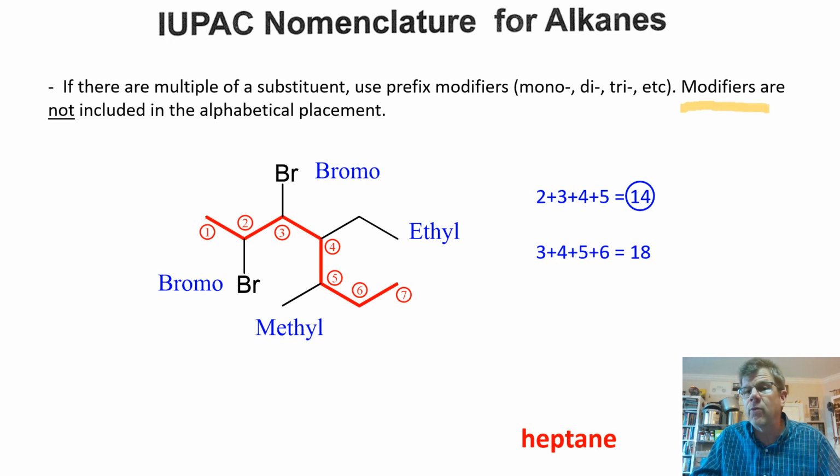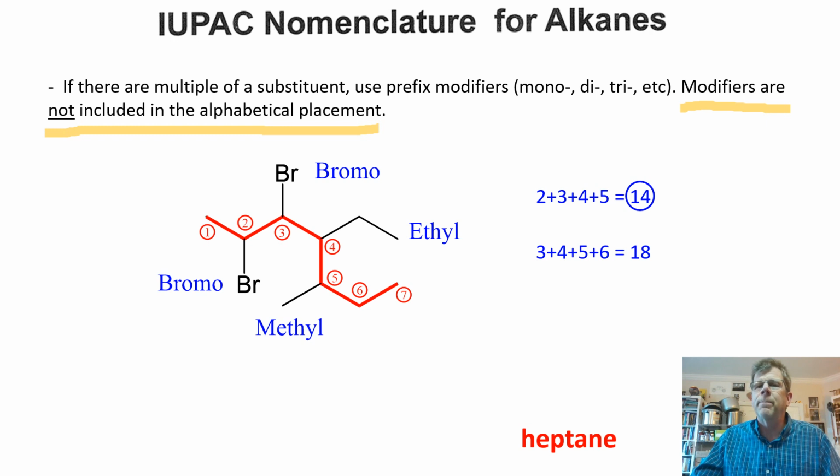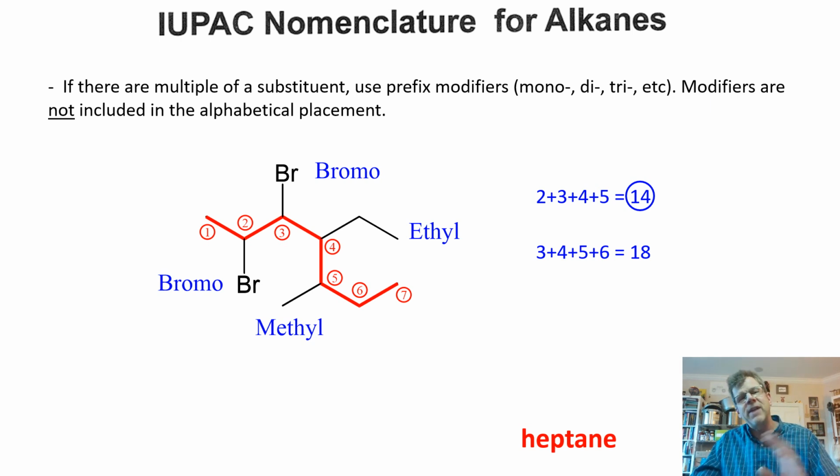Now, modifiers, the di in dibromo, are not included in the alphabetical placement. Interesting. It won't matter in this case, but we would go with the B in dibromo, not the D in dibromo, just to make it much more complex, of course. But in any case, we have dibromo, and those 2 bromos happen to be at the 2 and the 3 position, so we did the B in bromo. We're going to do those first in this name.